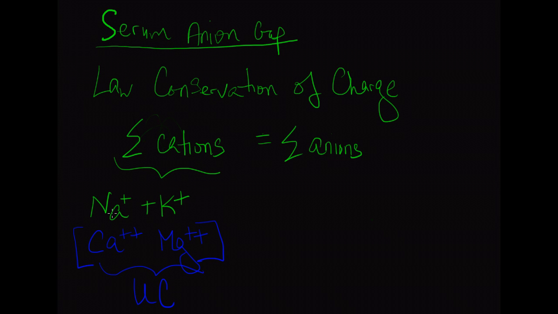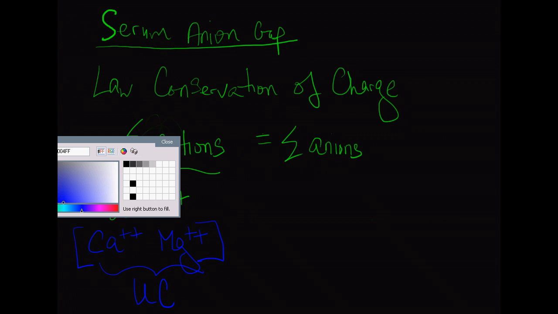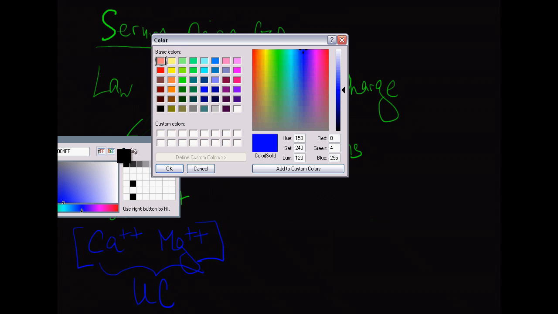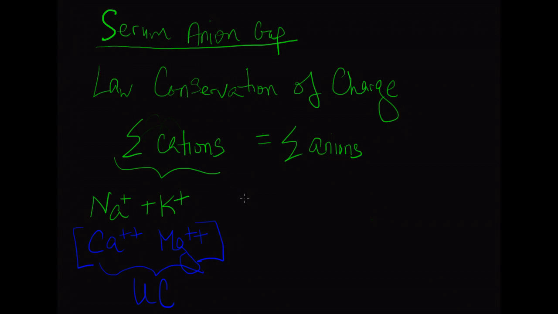So you've got the sodium, you've got the potassium, and you've got all these unmeasured cations, and they have to equal the anions in order for this particular rule to be accurate. The anions that we do measure are chloride. Generally, that's the most common anion we have, and bicarbonate.